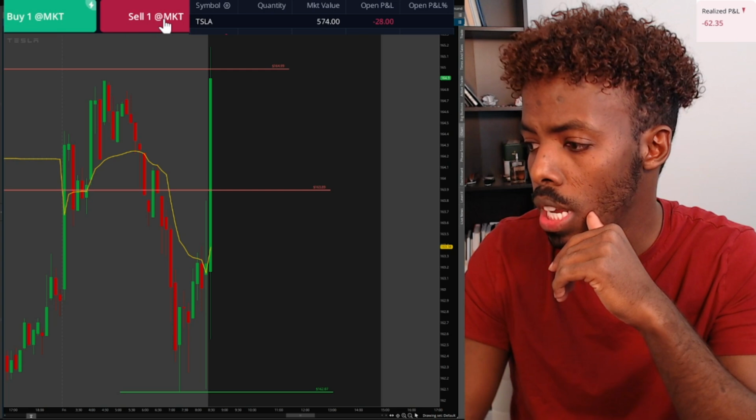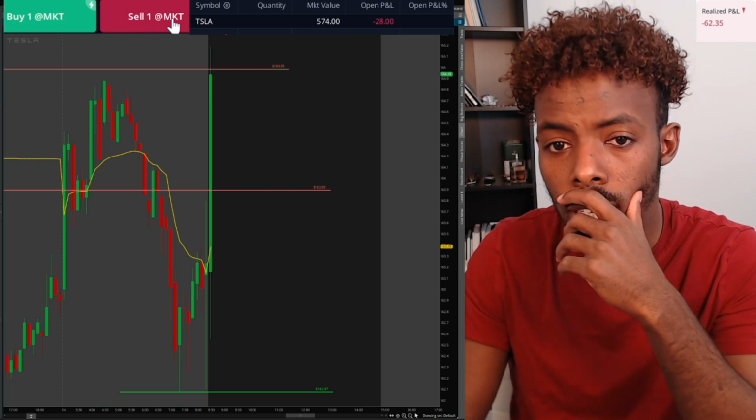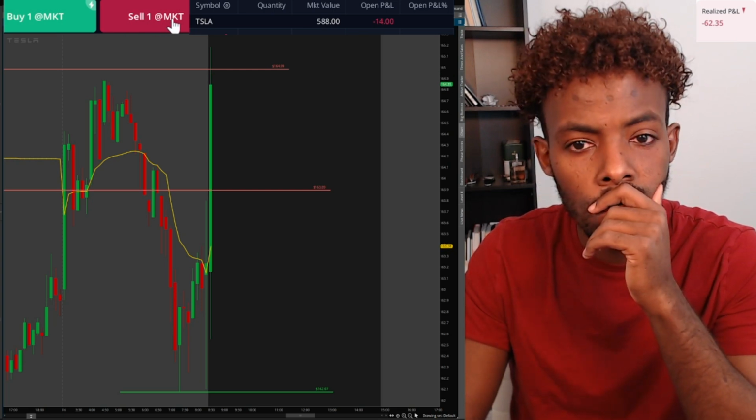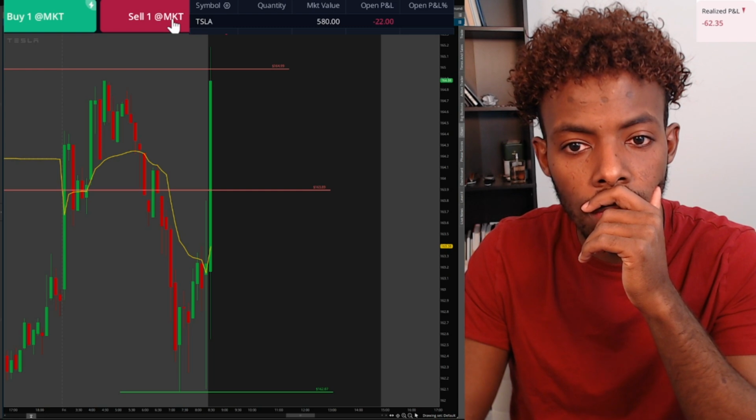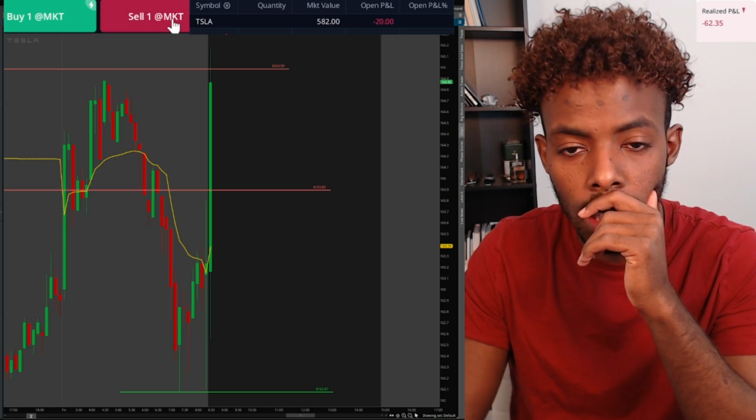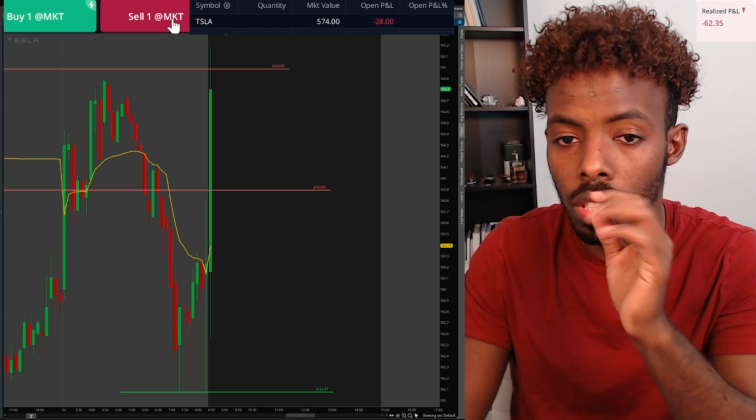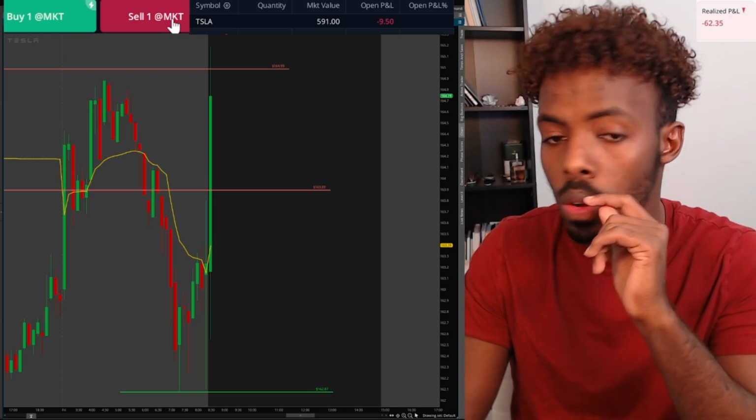It's not happening. So we got to be careful with this. We need to be careful here. This wick's not getting cleared. It looks like it's struggling to get cleared, so this could be a continued move up. We need to be careful.